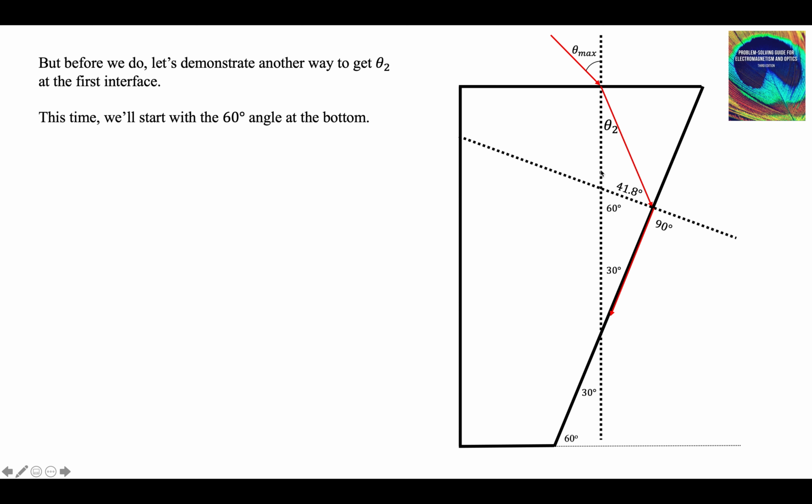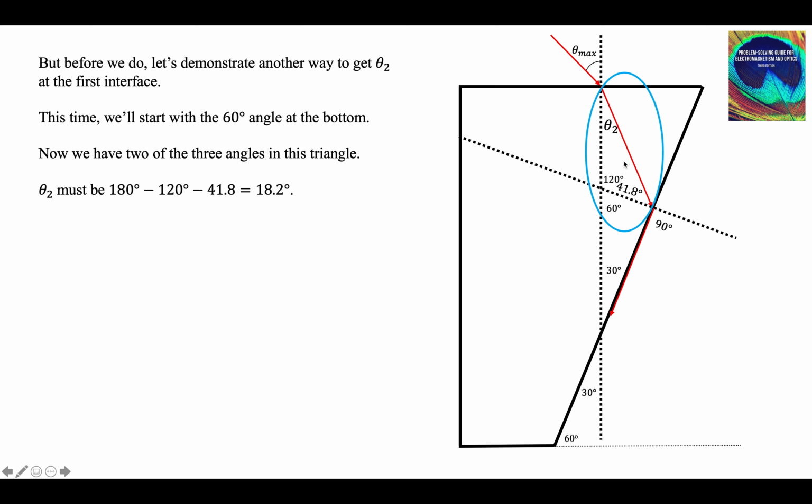If this is 60, that's a straight line. This has to be 120. Let's put that in. So now we have 120, 41.8, and we have two of the three angles in a triangle right here. So we can get theta 2 by subtracting 120 and 41.8 from 180 degrees, and we get 18.2 again, which is what we got last time, which is good news.